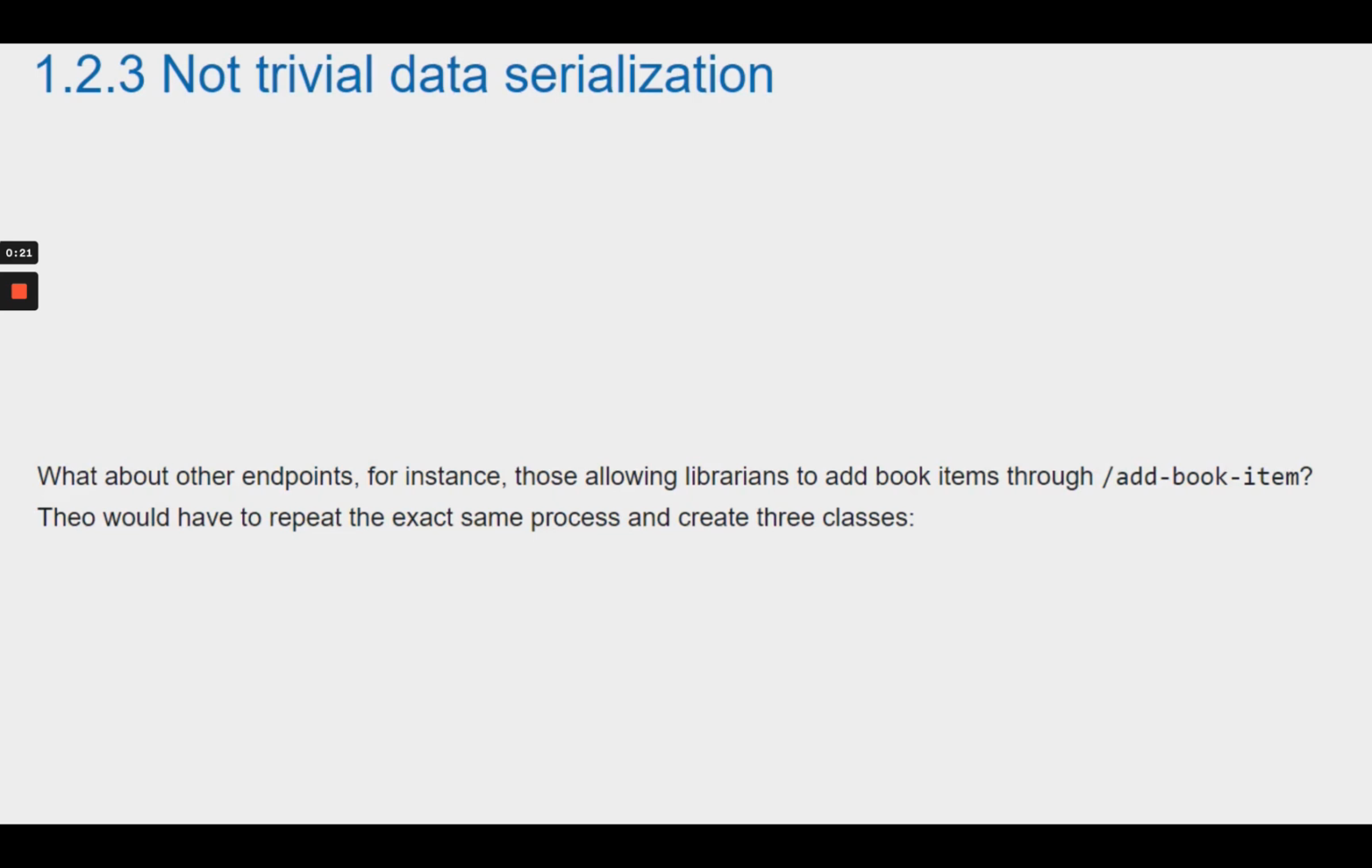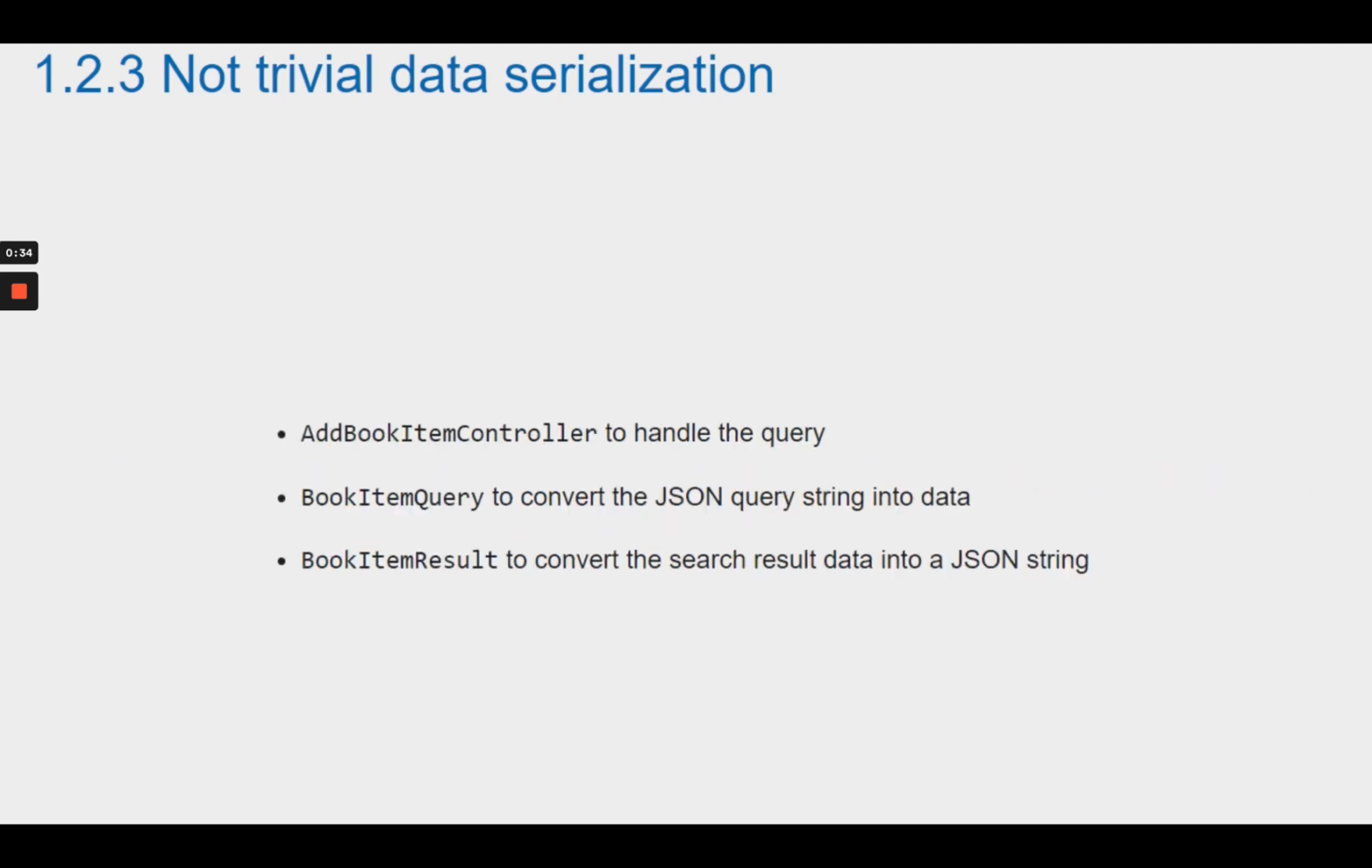What about other endpoints? For instance, those allowing librarians to add book items through /add-book-item. Theo would have to repeat the exact same process and create 3 classes. Add book item controller to handle a query, book item query to convert the JSON query string into data, book item result to convert the search result data into a JSON string.